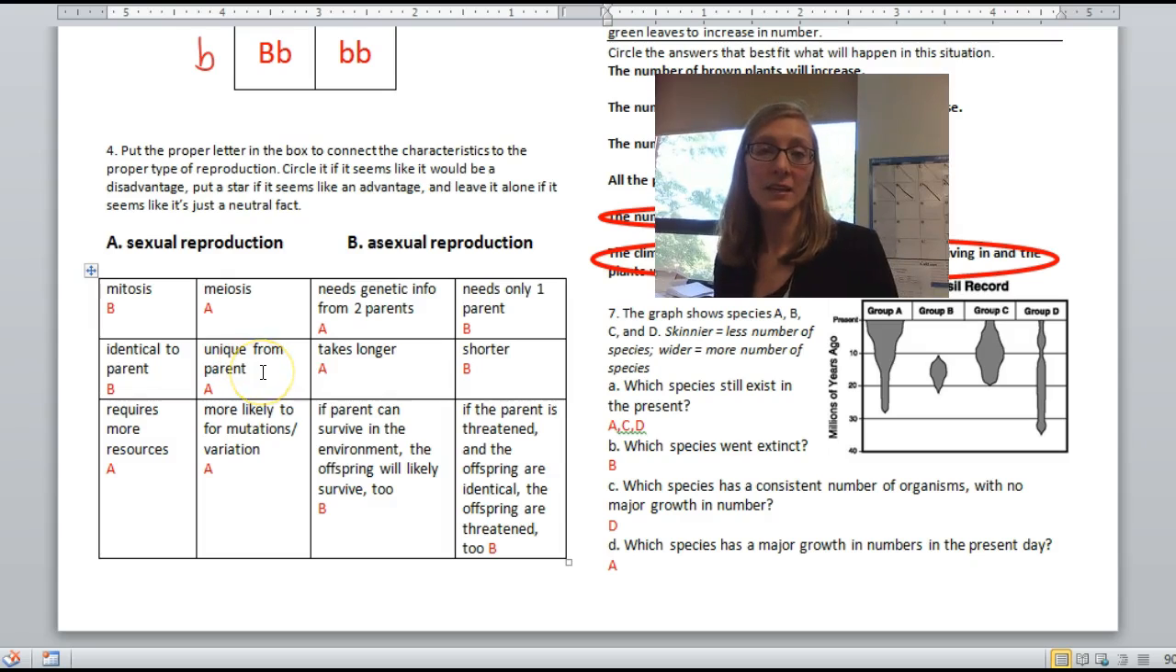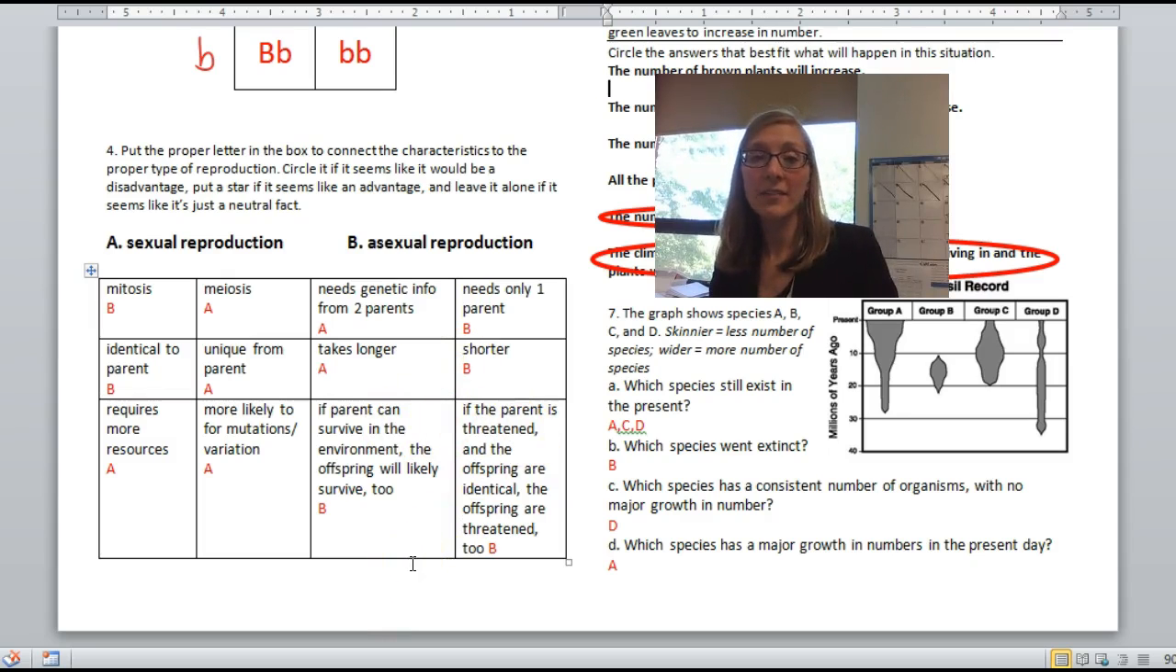And that's important because in sexual reproduction, you get a ton of diversity. I mean, you can look around the planet, just humans alone, we're a single species, and there's a ton of diversity, both physically and just how our bodies process things. And so it's an important advantage, which we'll get to in a second, for sexual reproduction, that we have tons of diversity. All right, taking longer, that's sexual reproduction, while asexual is usually shorter. Requiring more resources is sexual reproduction, but it also allows for more mutations and variation. And then these last two are both asexual.